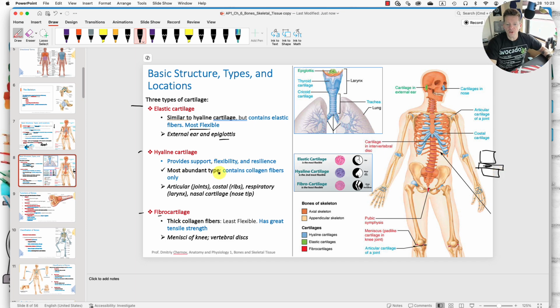And the most abundant cartilage is the hyaline cartilage. It provides support and flexibility, and it's very resilient. You find it in the tip of the nose, the end of the long bones, and within the costal cartilage of the ribs. Thyroid cartilage, cricoid cartilage, and the trachea are, if I'm not mistaken, also hyaline cartilage.